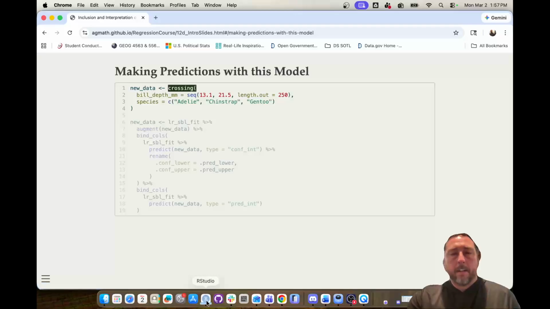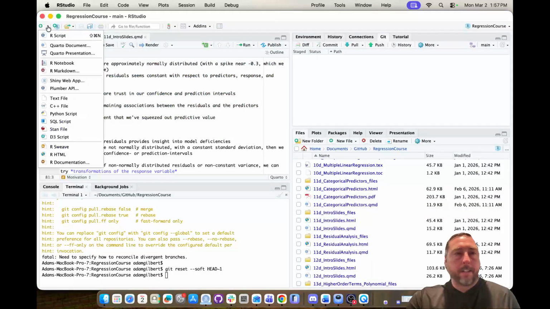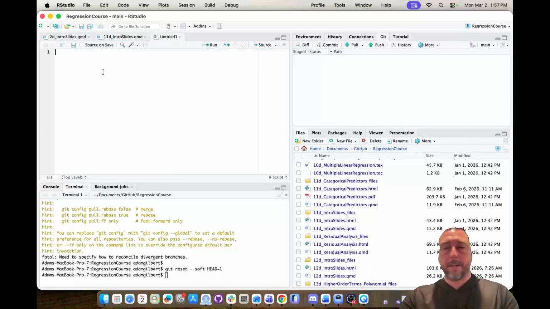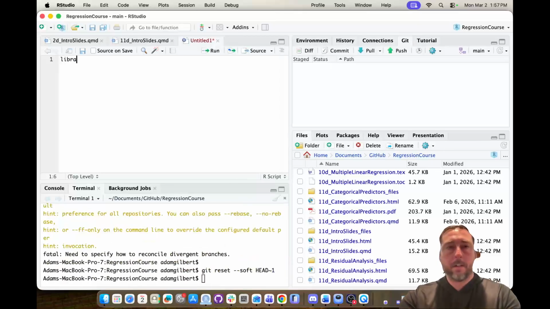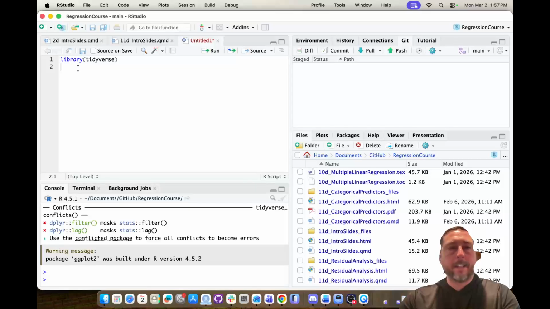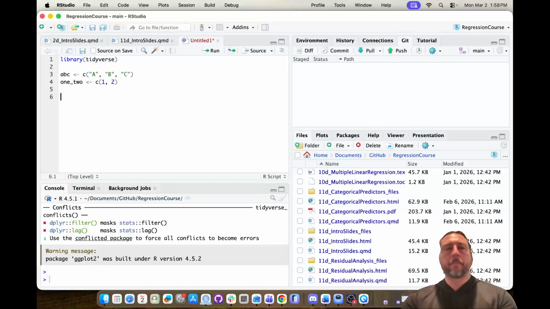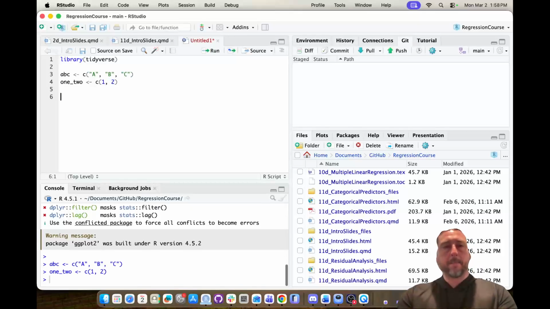All right. In fact, I think I'm going to do a small example here just to show you what's happening. I'm just going to load the tidyverse because I need that to use the crossing function. I'm going to create an object called ABC. It's going to have A, B, and C in it. I'm going to create a new object called 1, 2, and it's going to have just 1 and 2 in it. So I'm going to create both of those objects.